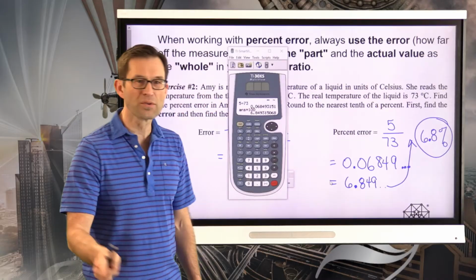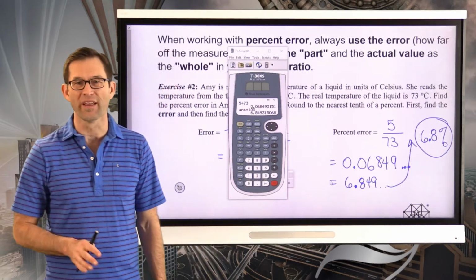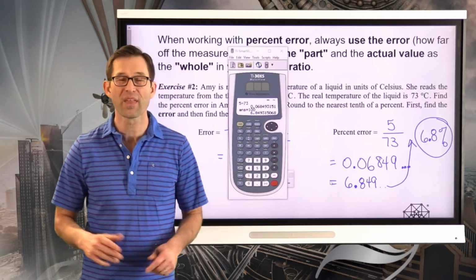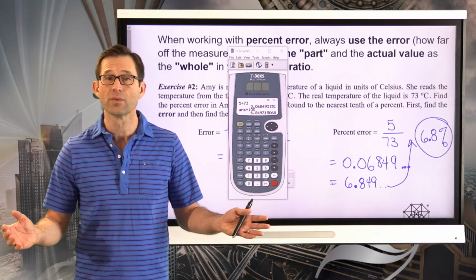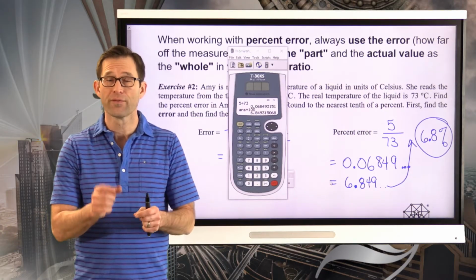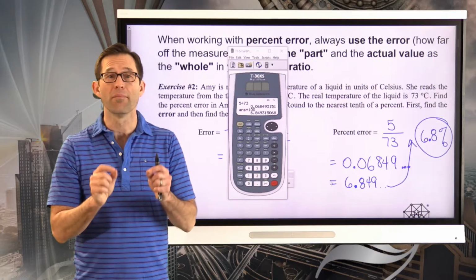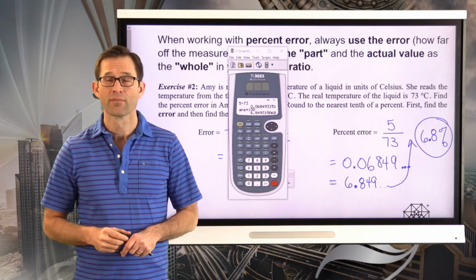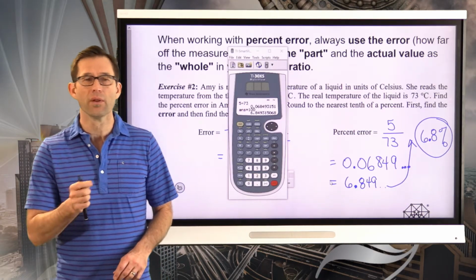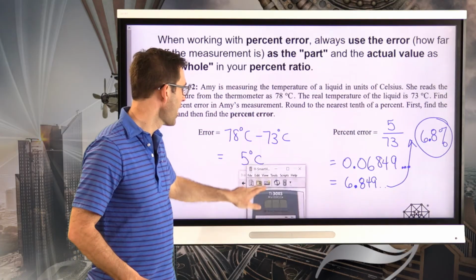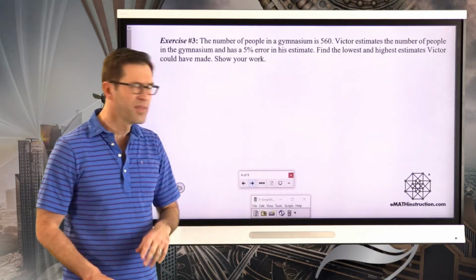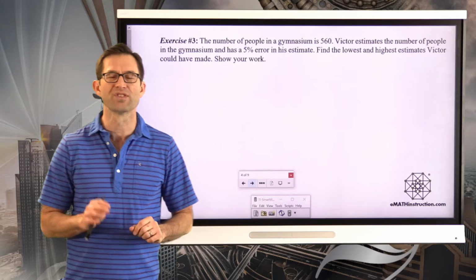All right, almost 6.9, but not quite. 6.8% error. That's how far off we are compared to the real value. Now, there's one more consideration when we look at percent error that I'd like to look at in our last problem on percent error. Then we'll go on to other percent applications.